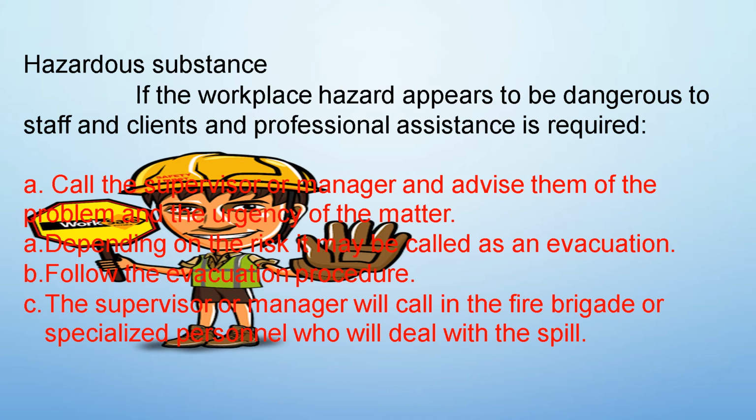Let's proceed to hazardous substances. If the workplace hazard appears to be dangerous to staff and clients and professional assistance is required, call the supervisor or manager and advise them of the problem and the urgency of the matter. Depending on the risk, an evacuation may be called. Follow the evacuation procedure. The supervisor or manager will call in the fire brigade or specialized personnel who will deal with the spill.